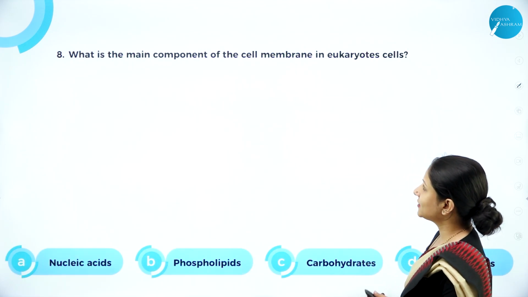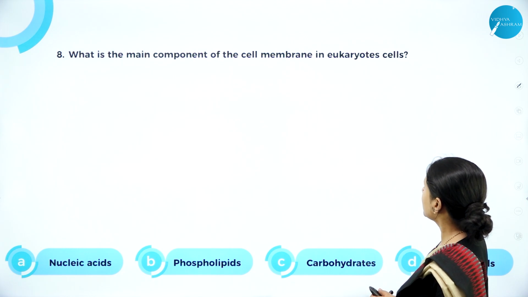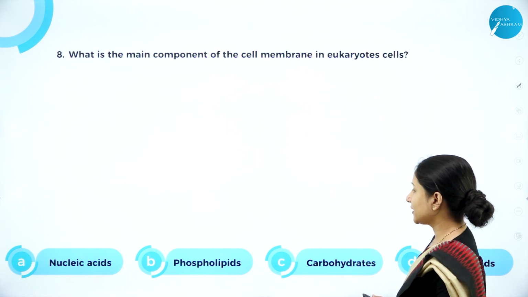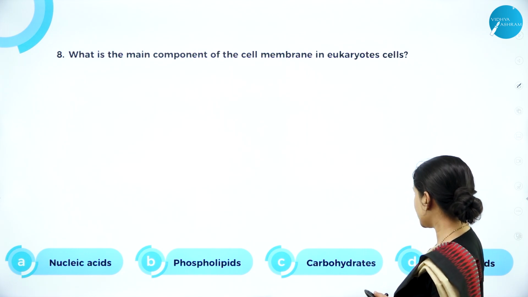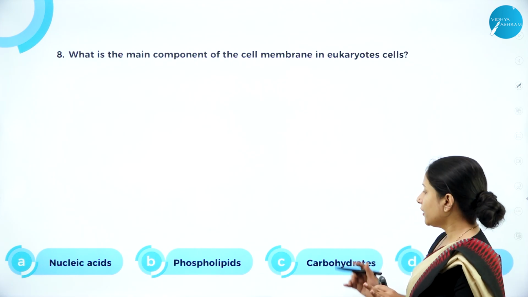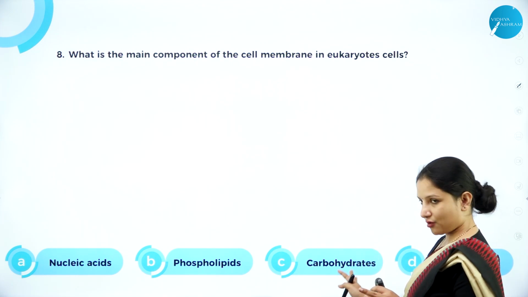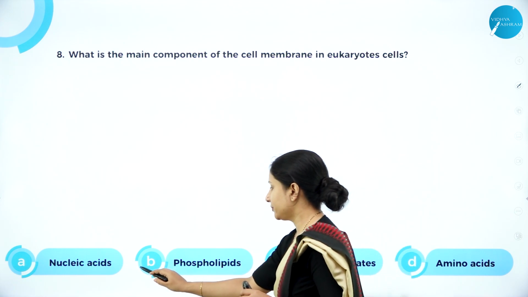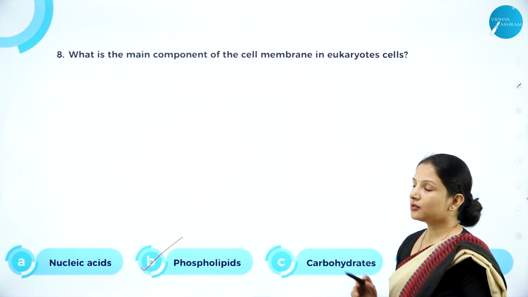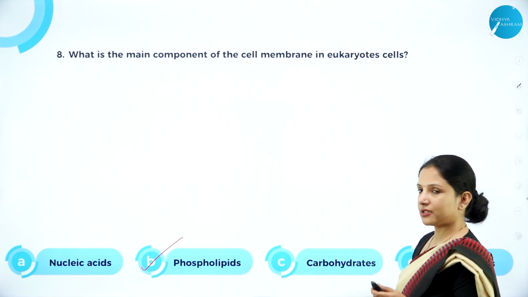Next question, what is the main component of the cell membrane in eukaryotic cell? Nucleic acid, phospholipids, carbohydrates, amino acid. The main component, though they are made up of carbohydrates and all that, is phospholipids. So their main component is phospholipids. So that we have to choose.